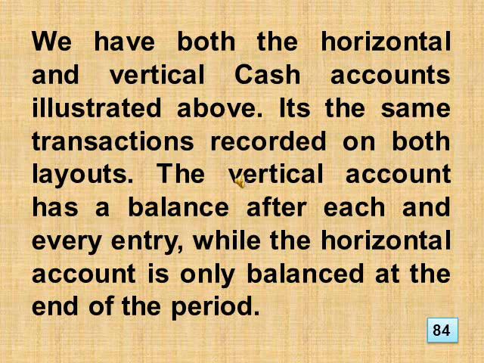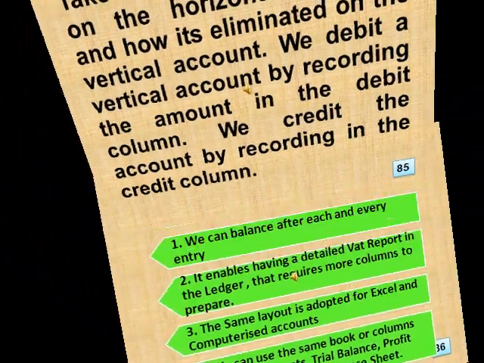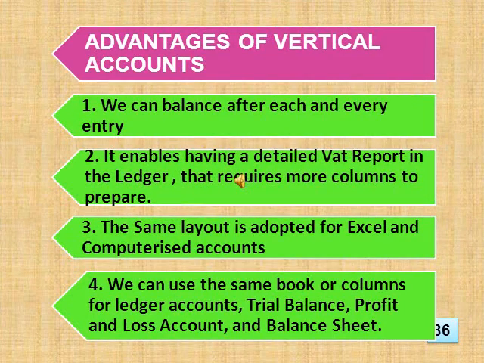We have both the horizontal and vertical cash accounts illustrated above. It's the same transactions recorded on both layouts. The vertical account has a balance after each and every entry, while the horizontal account is only balanced at the end of the period. Take note of the duplication on the horizontal account, and how it's eliminated on the vertical account. We debit a vertical account by recording the amount in the debit column. We credit the account by recording in the credit column. Pause to see the advantages of vertical accounts.